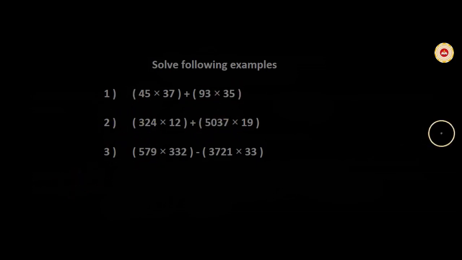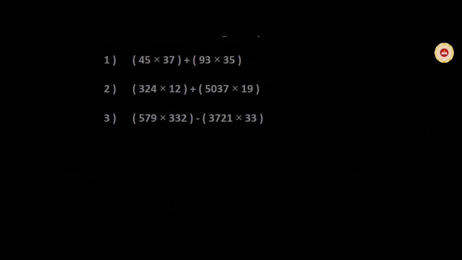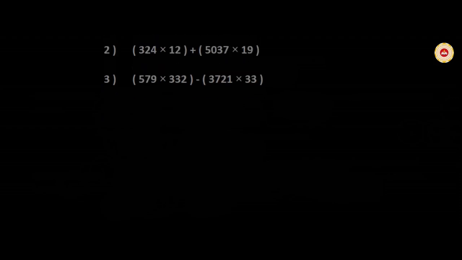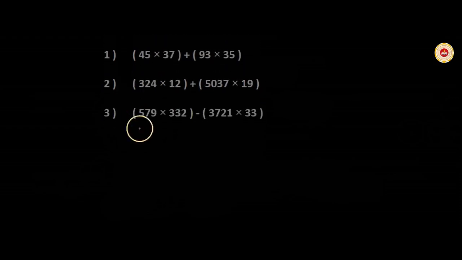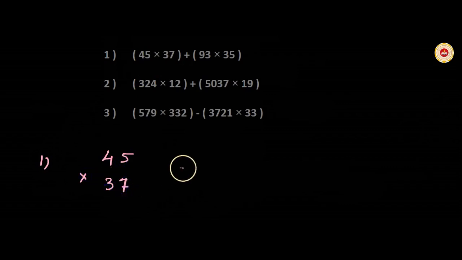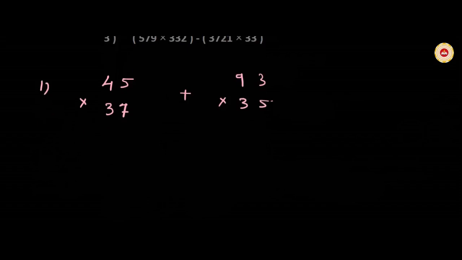So the first example is, see, first example is 45 multiplied by 37 plus 93 multiplied by 35. So there are two products. First of all, write these two products here. 45 multiplied by 37 plus 93 multiplied by 35.